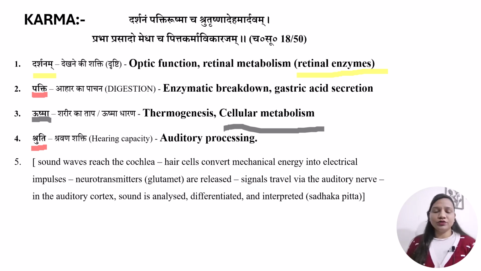Okay, so how Pitta dosh helps, let's understand. First, if we see the process of hearing, firstly the sound waves reach the cochlea. Sound waves reaching the cochlea is the function of Vat dosh. And after that, the hair cells of the cochlea convert this mechanical energy into the electrical impulse.